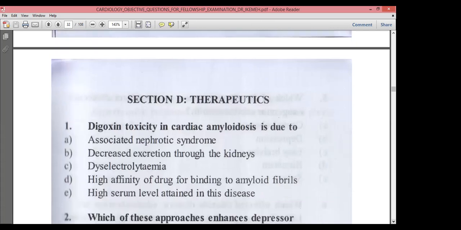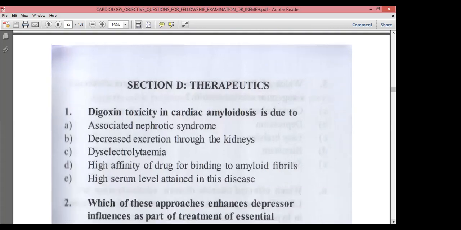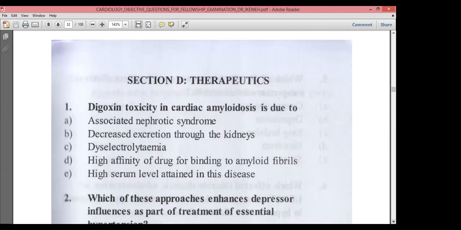Digoxin toxicity in cardiac amyloidosis is due to A, associated nephrotoxic syndrome, B, decreased excretion through the kidneys, C, dyselectrolytemia, D, high affinity of drug binding to amyloid fibrils, E, high serum level attained in this disease.